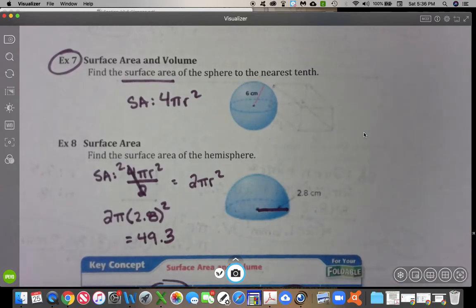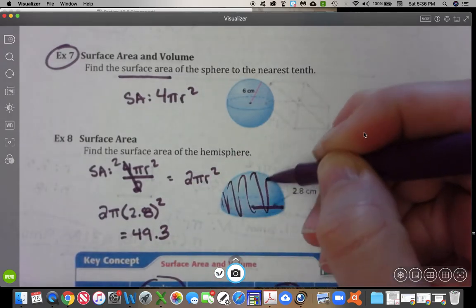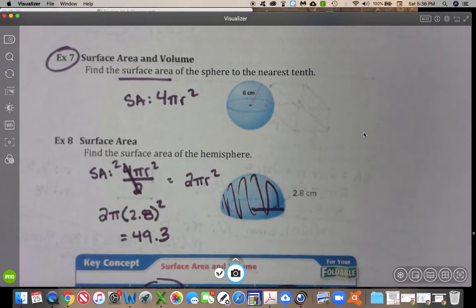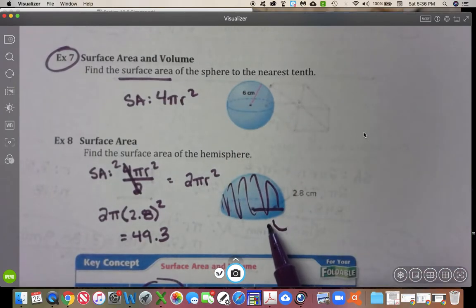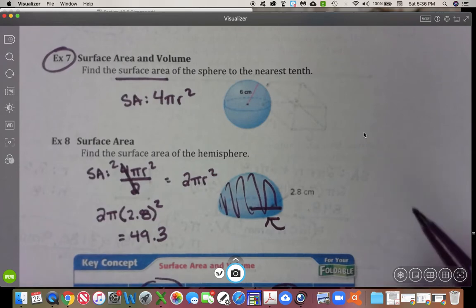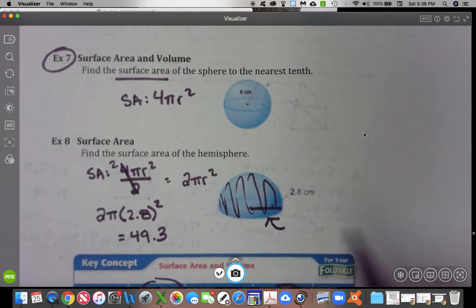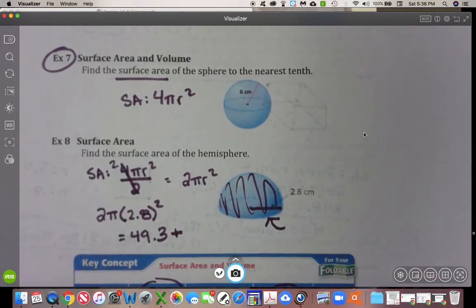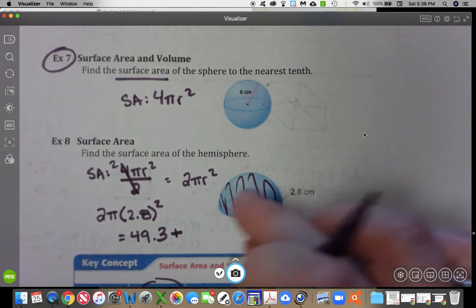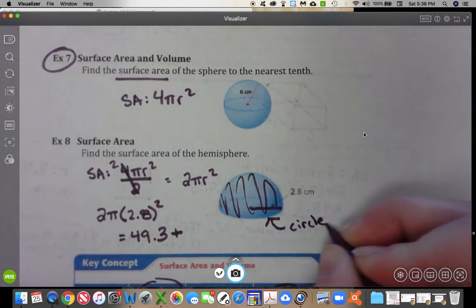Now, here's the tricky part. When you're finding surface area of a hemisphere, 49.3 will give you the top area all the way around that top part. But since we've taken a sphere and cut it in the middle, we also have another surface that's exposed, which is on the bottom. That's not accounted for. So the surface on the bottom needs to be added to the 49.3. If I turn that and look at that shape, that will just be a circle on the bottom. So we just need to add in the area of that circle.